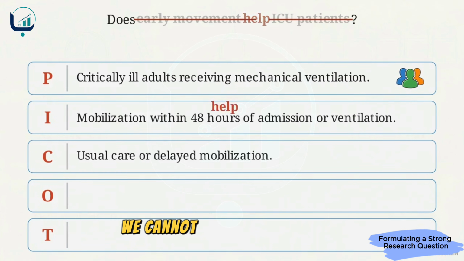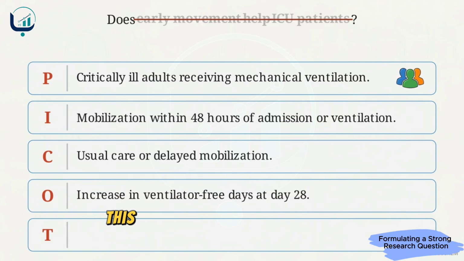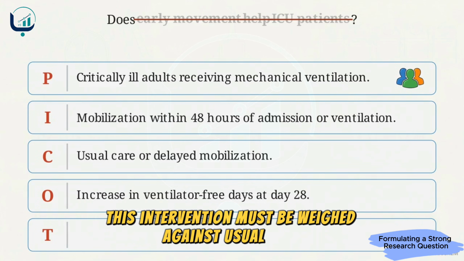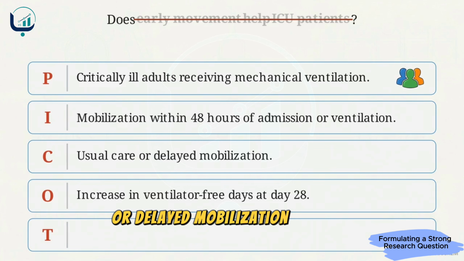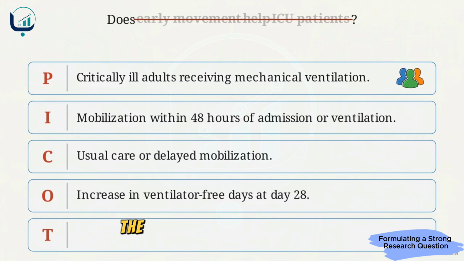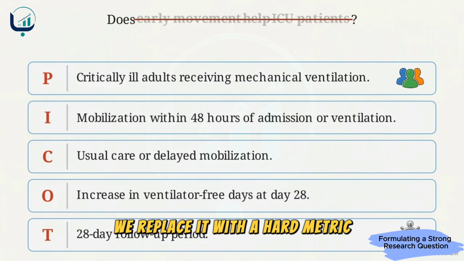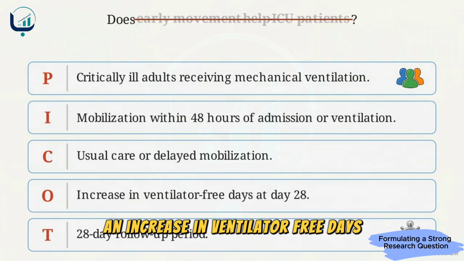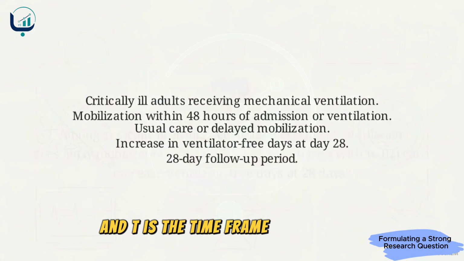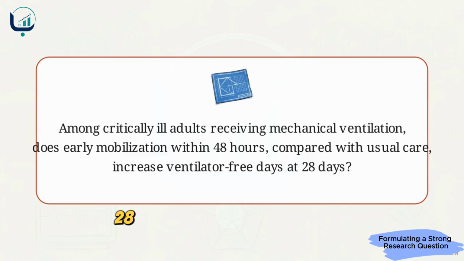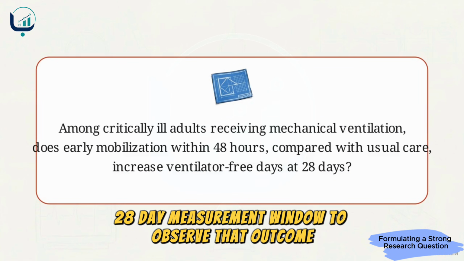Without a baseline, we cannot prove effectiveness. This intervention must be weighed against usual care or delayed mobilization. O is the outcome. The word help is unmeasurable. We replace it with a hard metric, an increase in ventilator-free days. And T is the time frame. We establish a strict 28-day measurement window to observe that outcome.